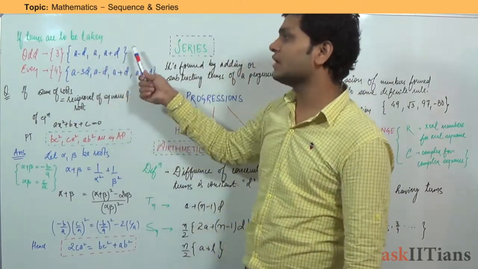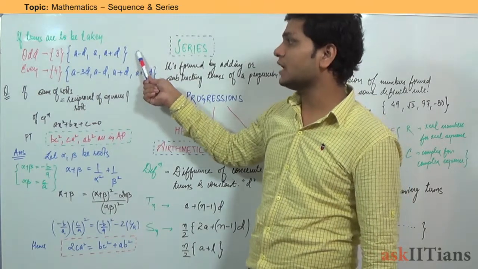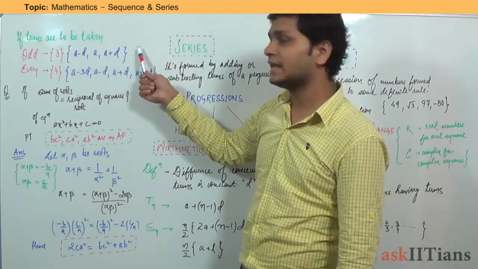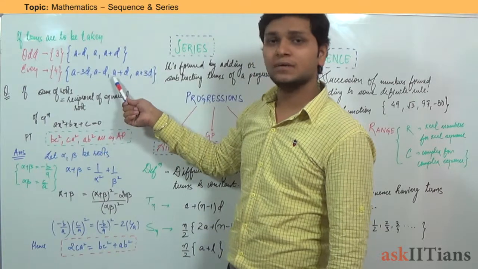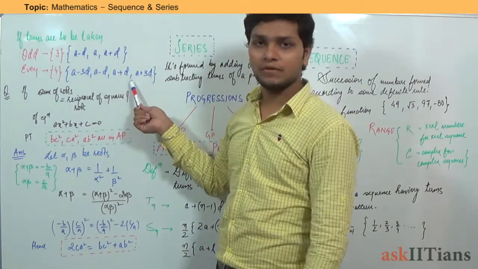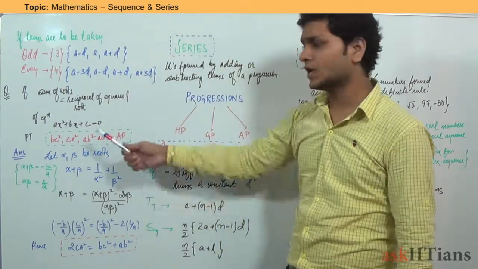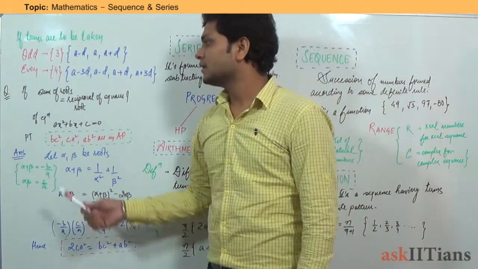That is why, if we have to take a number of terms in an AP and the number of terms is odd, we take the common difference as D, and if the number of terms is even, we take the common difference as 2D. So now there is a problem regarding arithmetic progression.